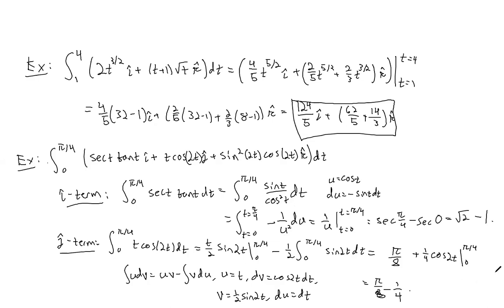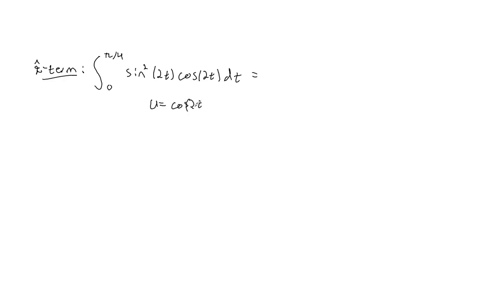One more, and that's the k term, sine squared 2t times cosine of 2t. I'll write that down again. It's the integral from 0 to pi over 4 of sine squared 2t times cosine of 2t dt. As you're going through this, what's that going to be? Well, that's another u substitution. In this case, we're going to let u equal cosine of 2t.